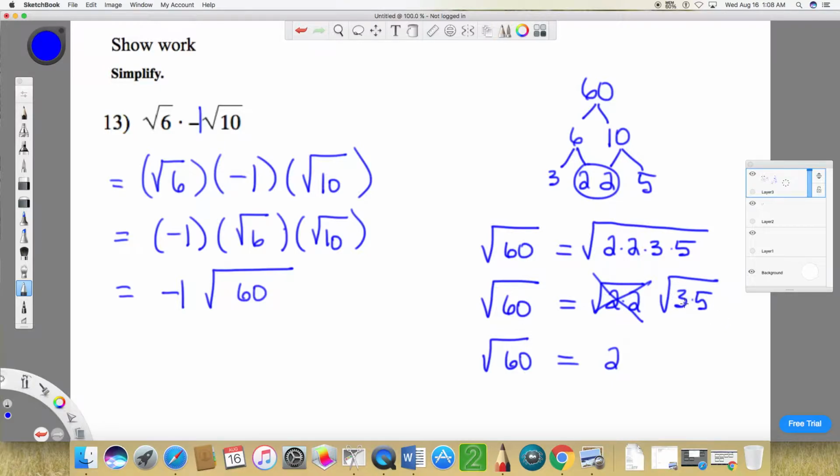I can't do anything with 3 because it doesn't have another 3. I can't do anything with the 5. So what I can do is just multiply 3 times 5 back together, and that's 15. So I can come over here and say, hey, I can simplify the square root of 60. I know that the square root of 60 is 2 times the square root of 15.